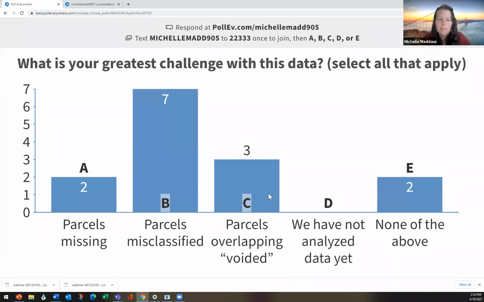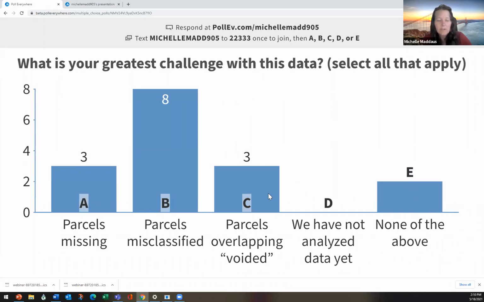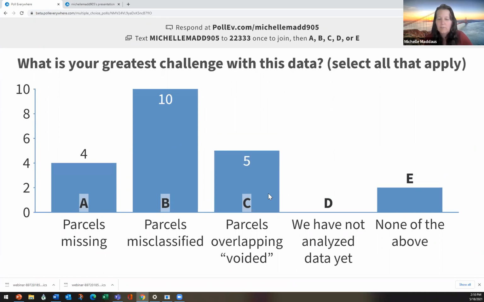All right, so let's take a look at our answer. What is the greatest challenge with this data? Select all that apply. We're still getting some answers, but I'm seeing a trend so far. We got 3 people that say parcels are missing, 8 people saying that parcels are misclassified, 4 people saying parcels are overlapped or voided, and then E is none of the above. So it looks like, if you're doing your analysis, the most popular things are parcels being misclassified and or overlapping or voided. So it's definitely something to look into as you navigate through your data.